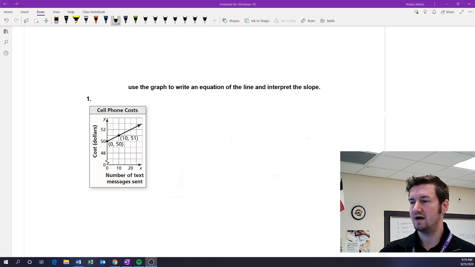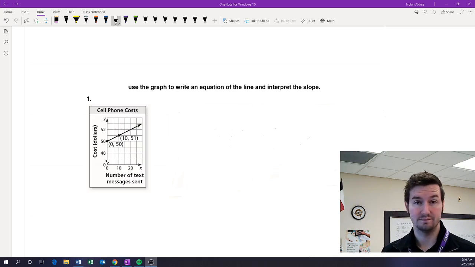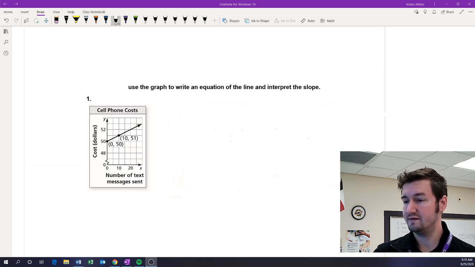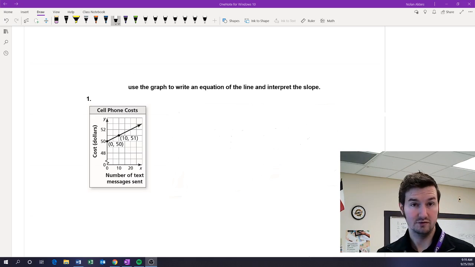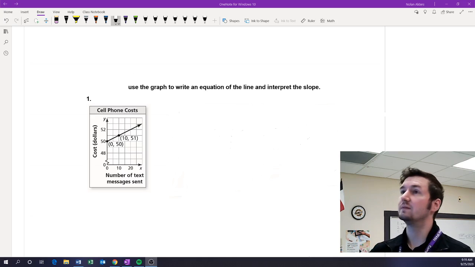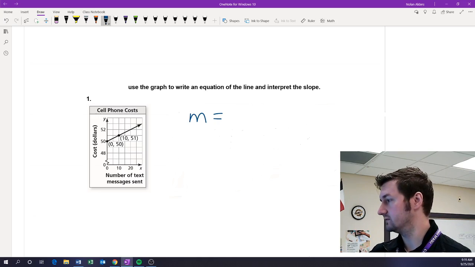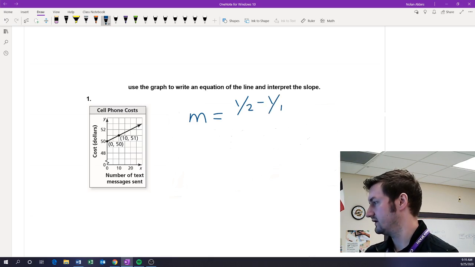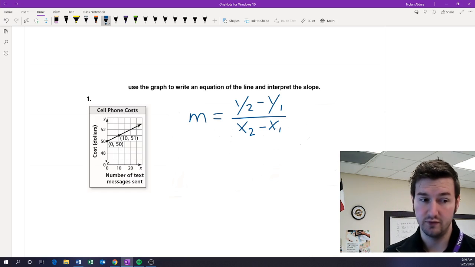So we're going to use this graph of this data here to write an equation of the line and interpret the slope. Okay, so I think it looks like we've got 2 points here. What I would recommend is every time you have 2 points or you have a graph and you're trying to find an equation, try to find your slope first. Remember that we can find our slope using the slope formula, which is m equals y2 minus y1 over x2 minus x1. So we need 2 points, and right here in our data we are given 2 points.